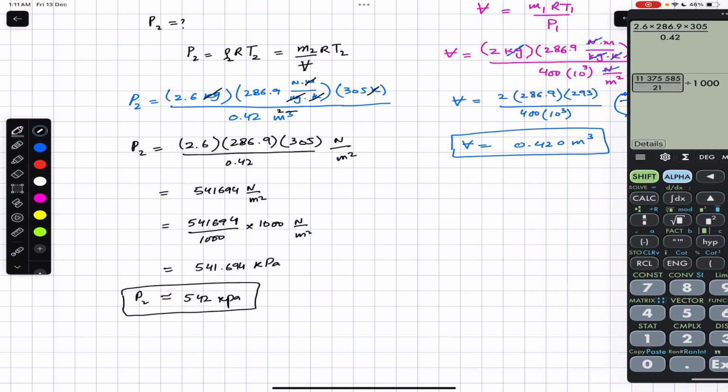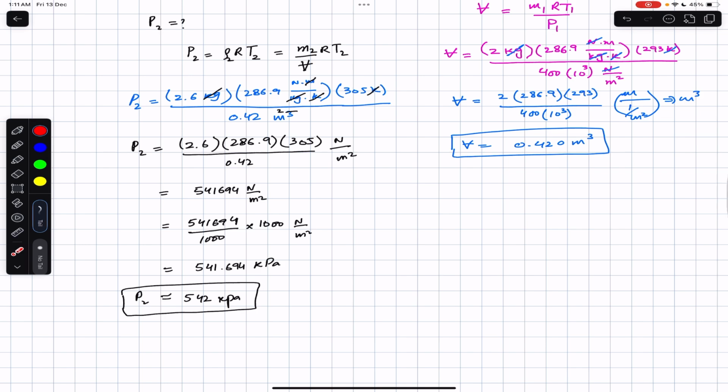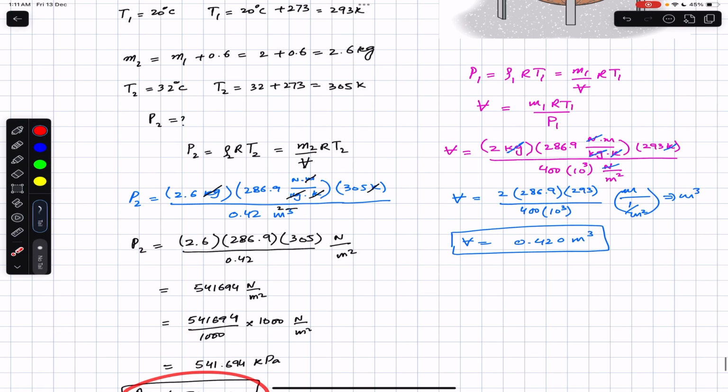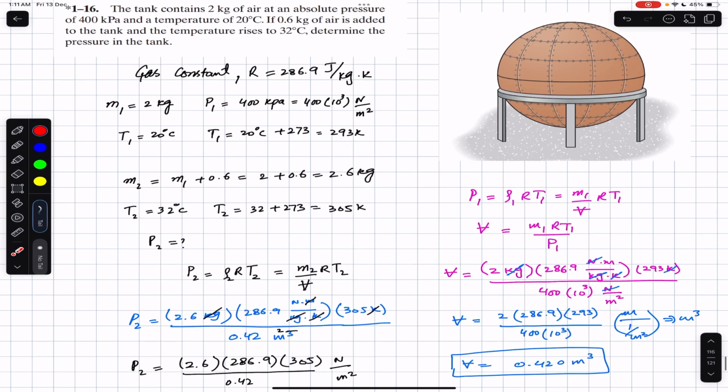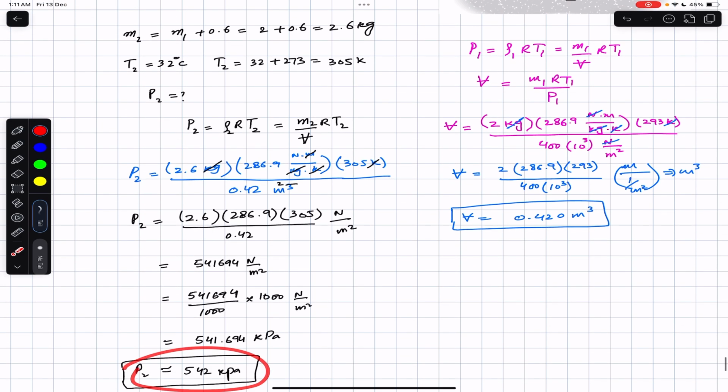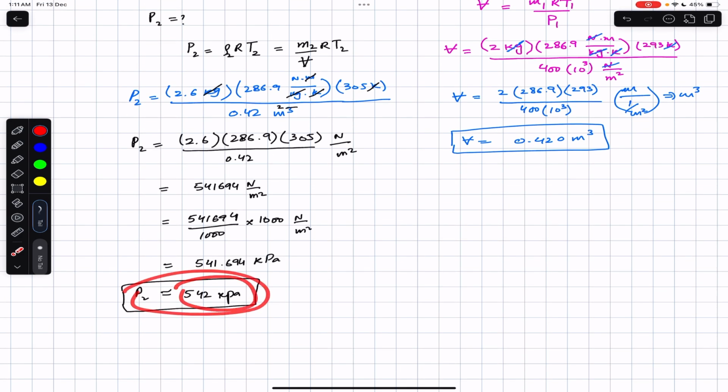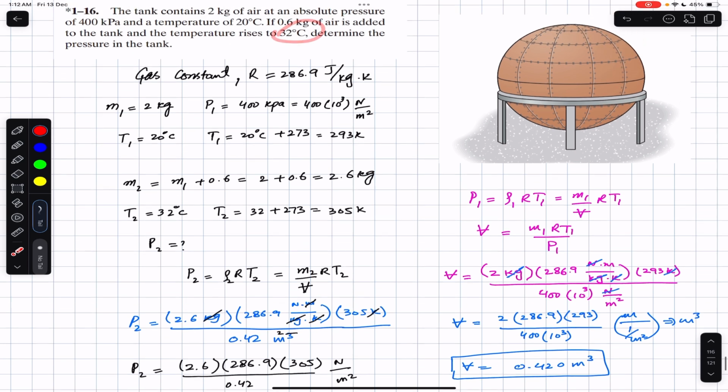So this was the required pressure when the mass was added. When 0.6 kg mass was added, the temperature rose to 32 degrees C. So as a result, the pressure is 542 kilopascal. So this is the solution of this particular problem.